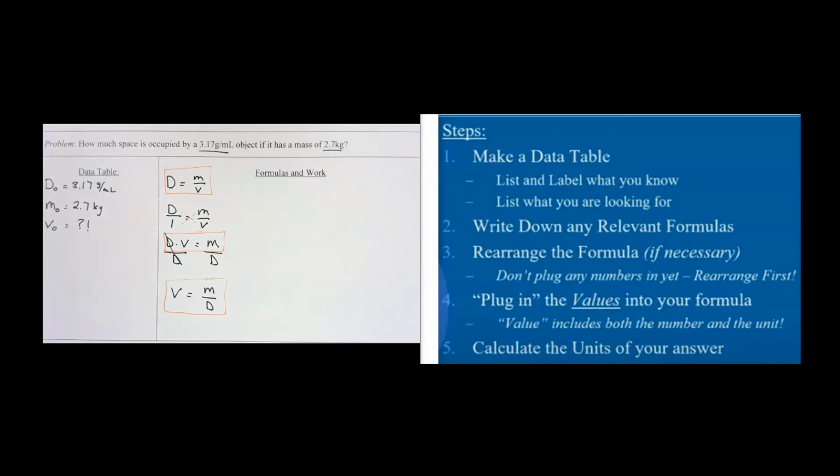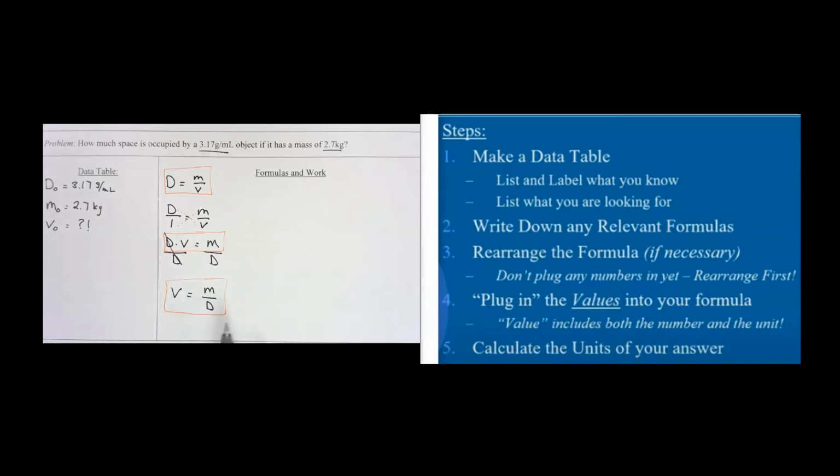So I have my mass right here. I have my density right here. So I have my two parts of this fraction. Now I could easily solve for volume. All right, so let's take a look at this and let's plug some numbers in. So we did step 3. It says don't plug numbers yet, rearrange first. So you have to do that.